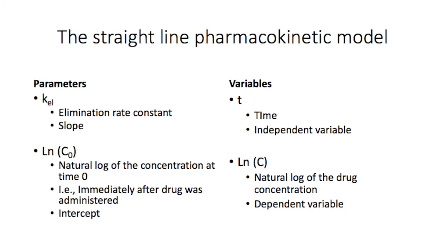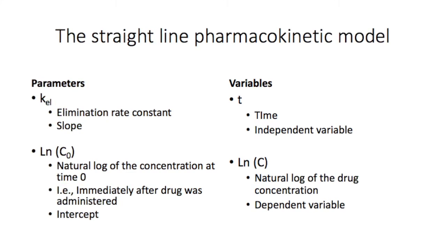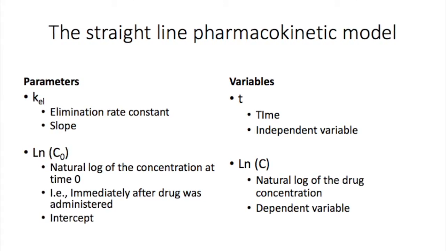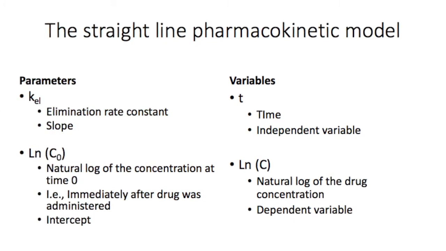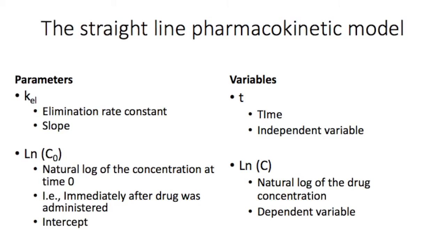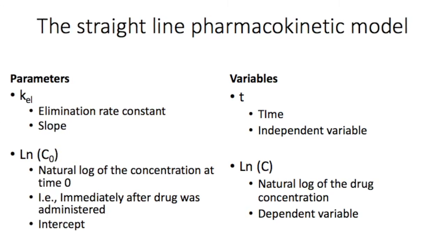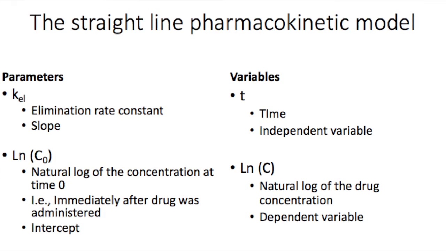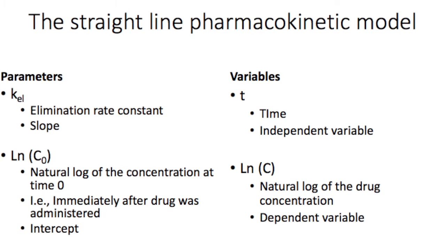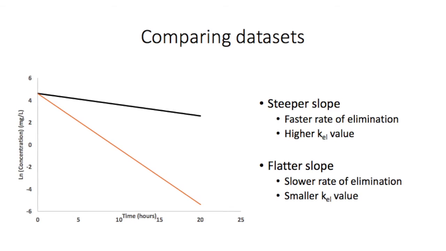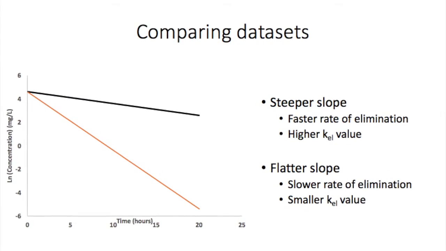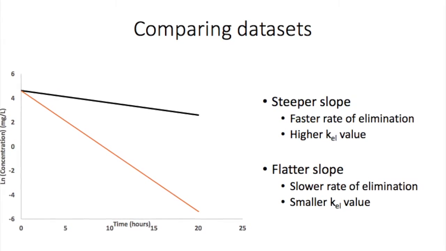In addition to two parameters, this model has two variables. The independent variable is time, which is an input into the equation, and the dependent variable is the Ln value, or natural log of the value, of the drug concentration at that time, and this is the output of the equation.